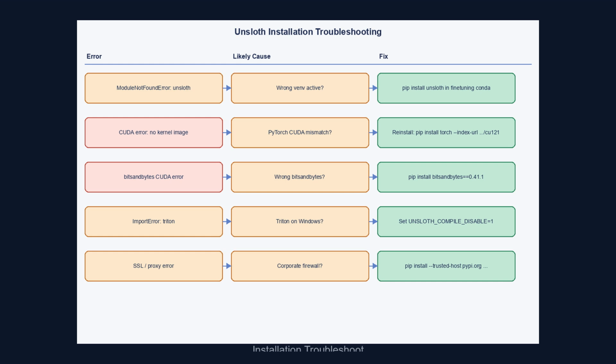An import error for Triton is expected on Windows. Set the environment variable UNSLOTH_COMPILE_DISABLE=1 to suppress it. SSL or proxy errors on corporate networks require the trusted host flags on your pip. Each of these has a direct one command fix. None of them require reinstalling Windows or your GPU drivers.